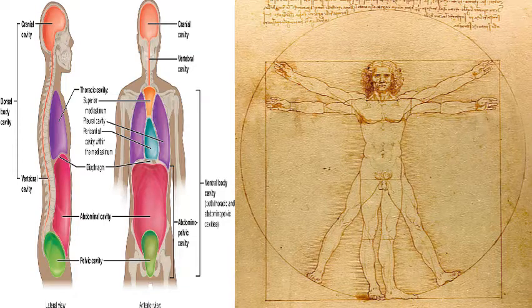The ventral cavity houses visceral organs. It has two subdivisions: the thoracic cavity for lungs and mediastinum that contains heart, esophagus, trachea and other important organs. Then we have the abdominopelvic cavity for the abdominal and pelvic organs like stomach, intestines, spleen, liver, bladder, reproductive system and rectum.